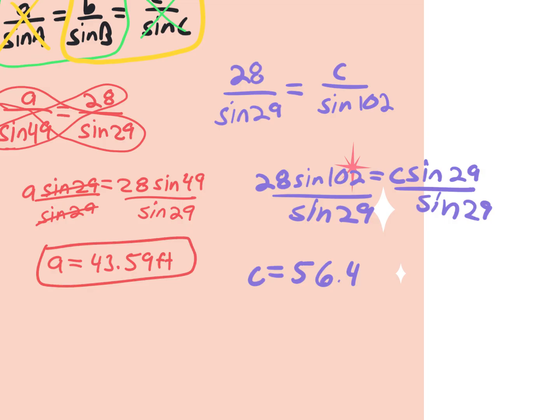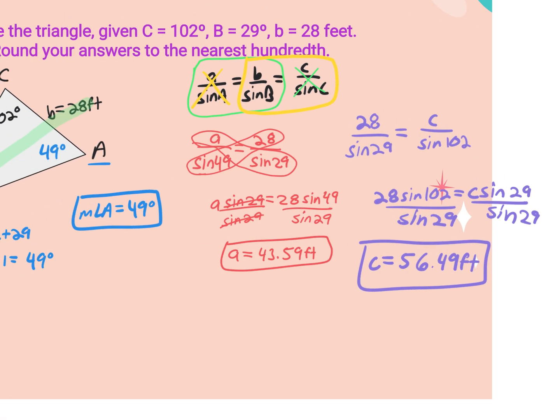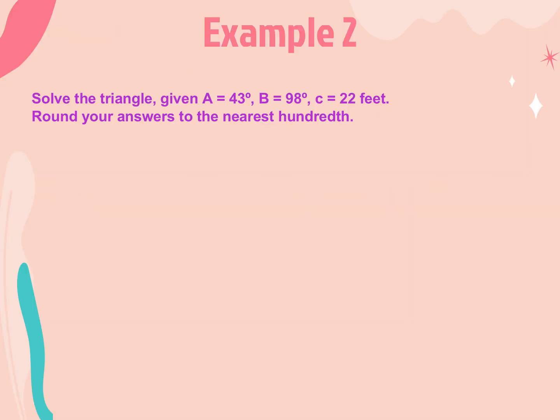Did we get 56.49? All right, so this triangle is solved. We found all the missing sides, all the missing angles. Okay, this next one's pretty similar, so I'm going to move along. I want to show you guys some interesting cases.